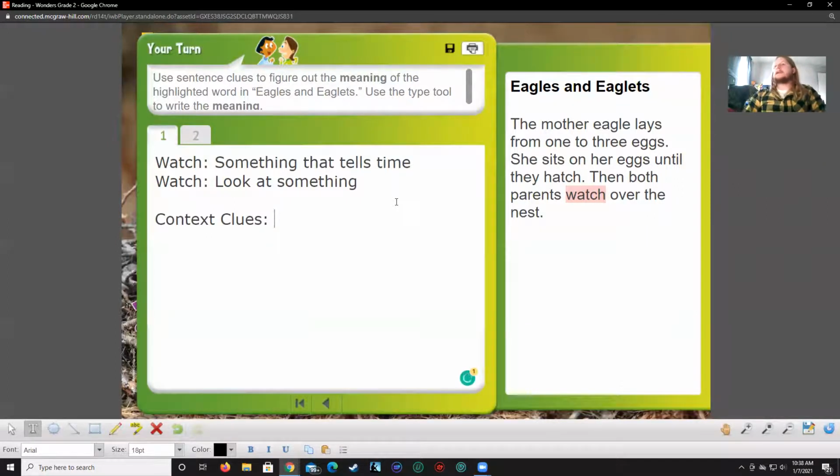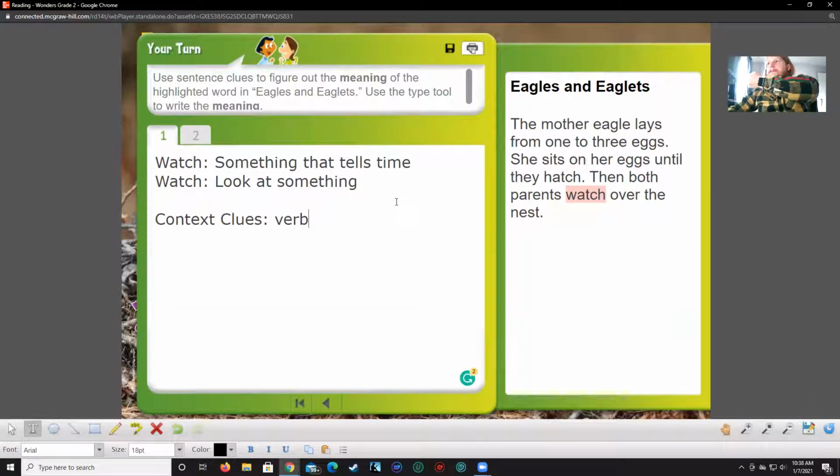So the mother eagle lays from 1 to 3 eggs, and she sits on her eggs until they hatch. Then both parents watch over the nest. So one context clue is that watch in this case is a verb. The eagles are doing something. Now, is looking at something a verb, or is this thing on my wrist a verb?